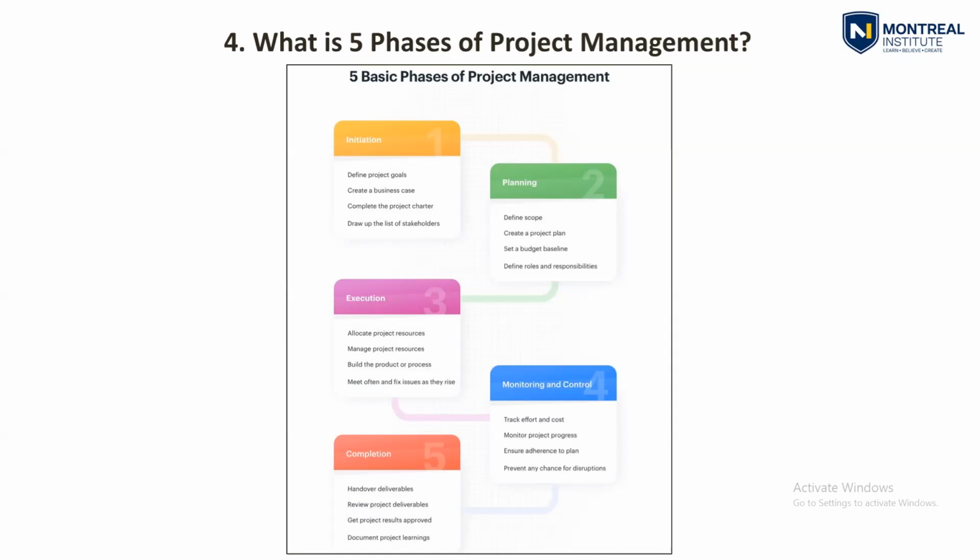Draw up the list of stakeholders. At the planning stage, you will define the scope of the project. You will create a project plan. You will have a budget baseline. You will have defined roles and responsibilities. So from the planning phase, you will move on to the execution phase. There you will allocate project resources. You will manage project resources, build the product or process. So the project will start from here.